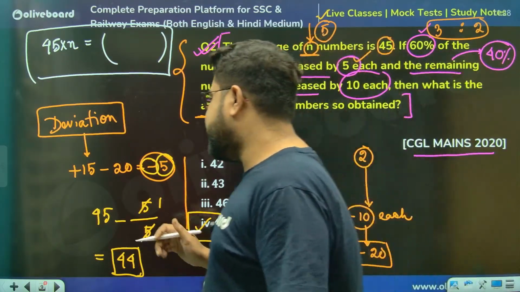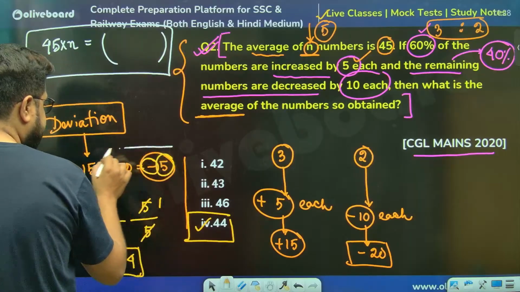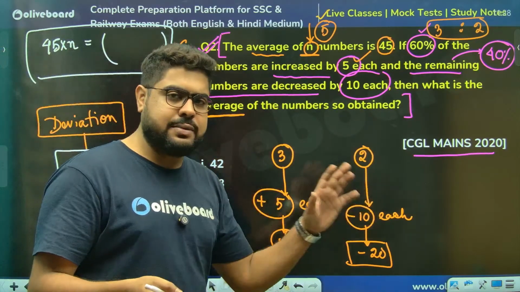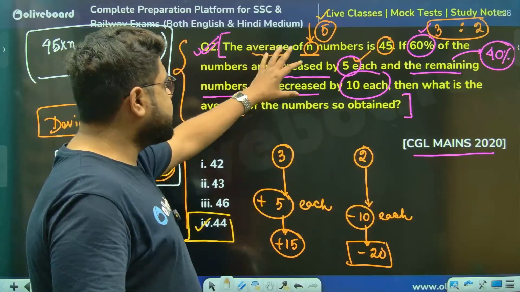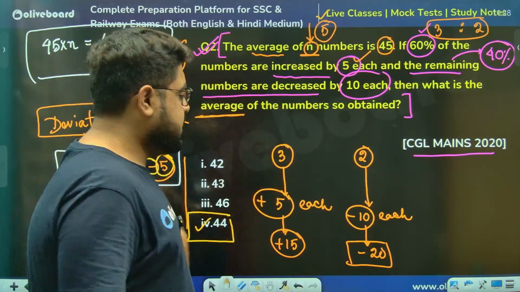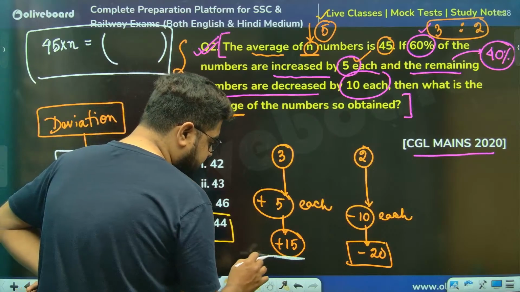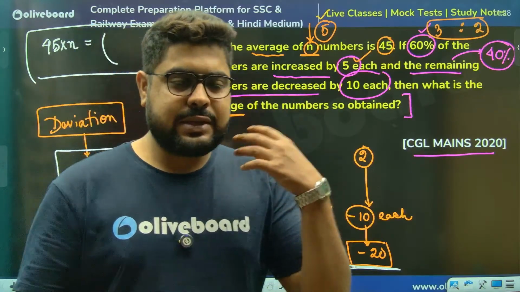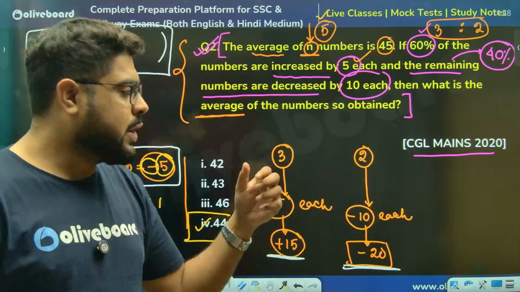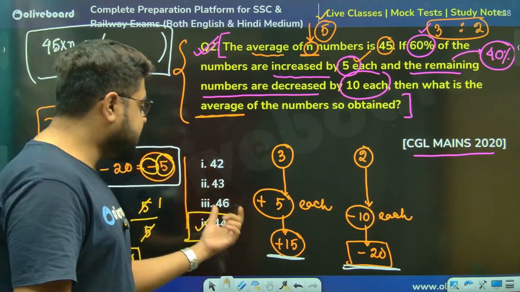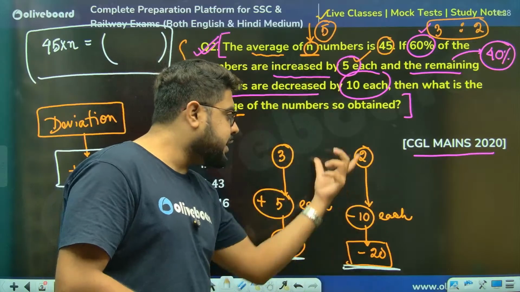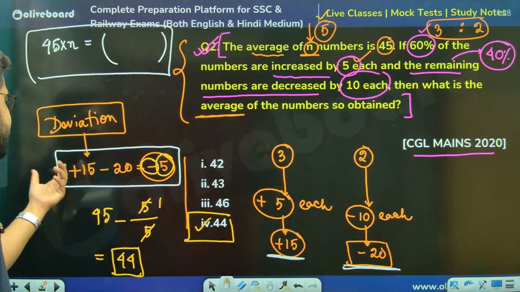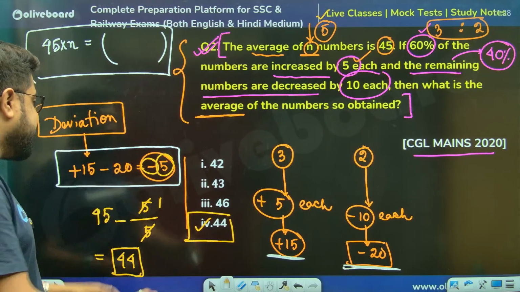Reena, again, I'll definitely explain. You see, the deviation is this. Why deviation? Because the average will change, since there is an increment and decrement going on. So whatever the change in the average, it will come from the deviation, and we are calculating that deviation. Plus 15 because of the increments, minus 20 because of the decrements. So the net deviation is plus 15 minus 20, which is minus 5.